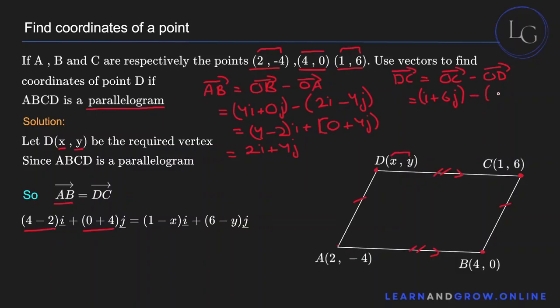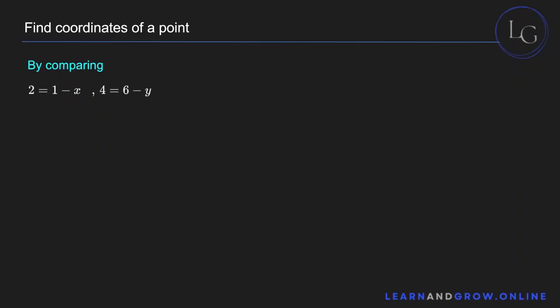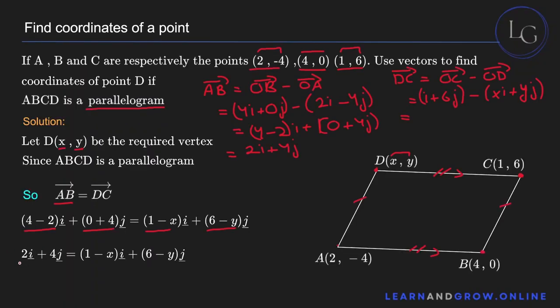So OD is basically equal to xi plus yj, right? So this basically equates to (1 minus x)i plus (6 minus y)j. And once you equate that, you get this. 2 is equal to 1 minus x, right? Because look at this. The value for i on the left hand side is 2, and the value of i on the right hand side is 1 minus x. So 2 is equal to 1 minus x, and similarly 4 is equal to 6 minus y.